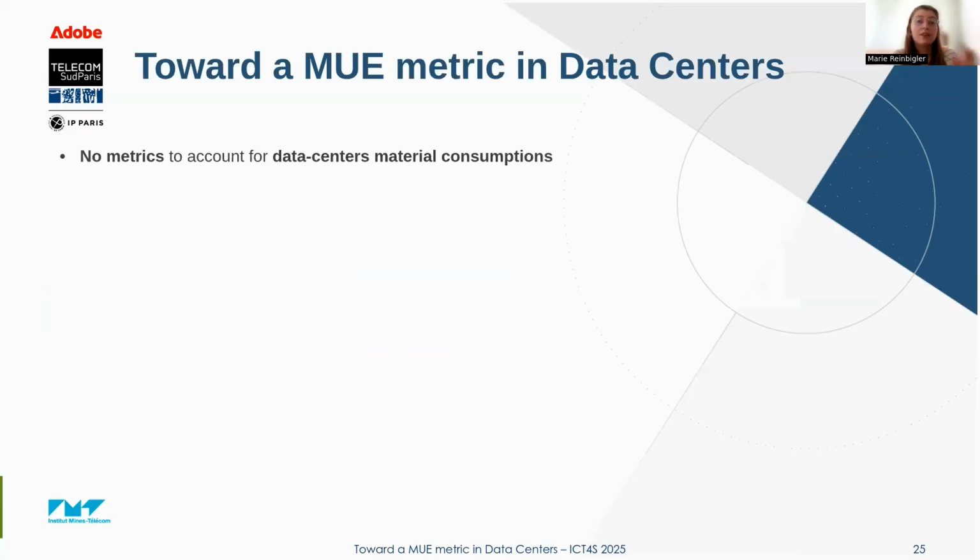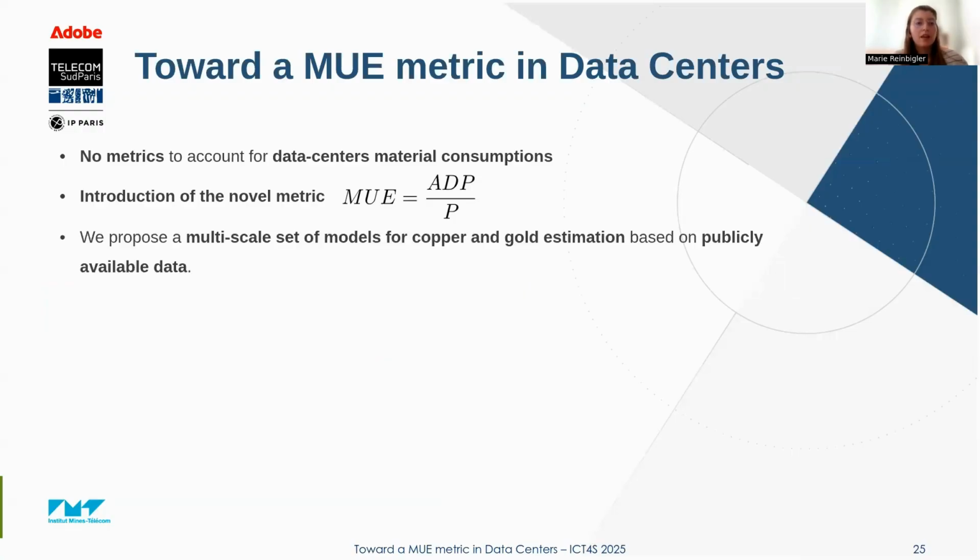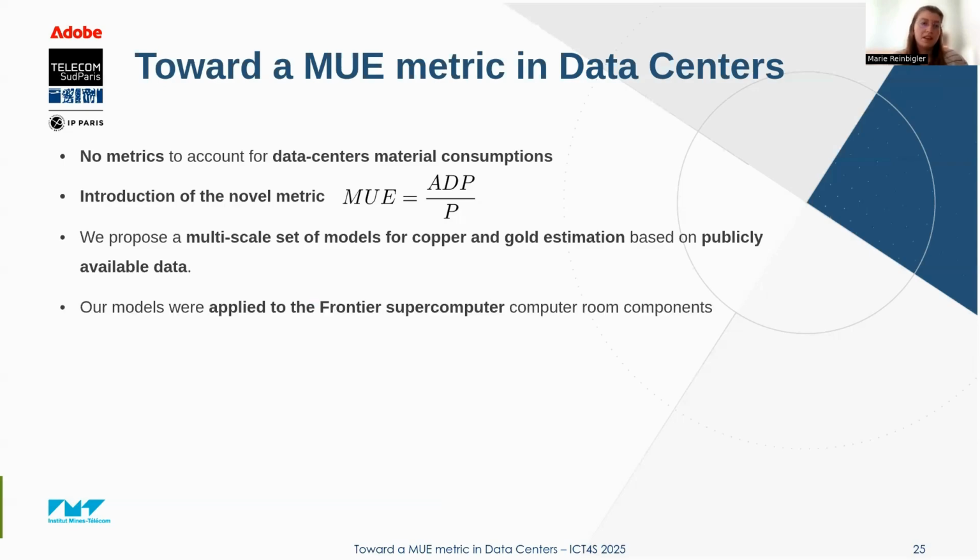And now let's conclude on what we presented. We actually noticed that there are no metrics to account for data centers' material consumption, and this is why we proposed a new metric called the metal usage effectiveness, which is the ADP divided by the computing power. We proposed a set of models using a multi-scale approach to estimate both copper and gold using only publicly available data. And we applied it to the FranceA supercomputer computer room.